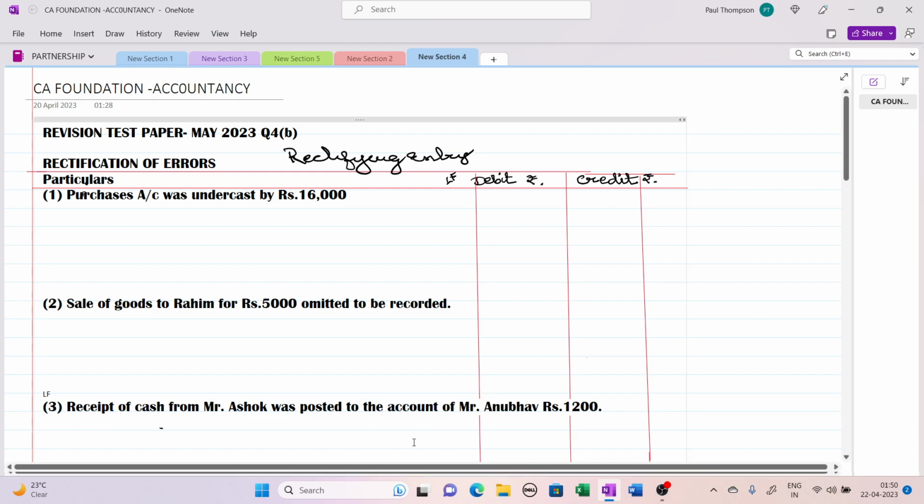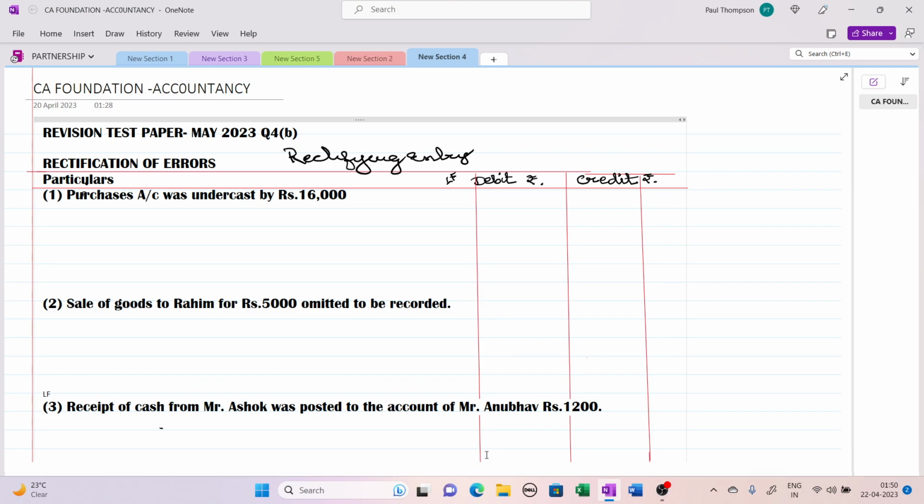Now, today I have with me another sum from RTP May 2023, question number 4B. It is all about rectification of errors. The sum goes like this.